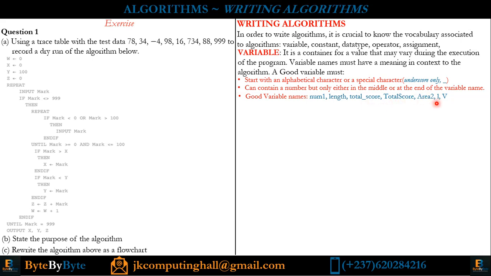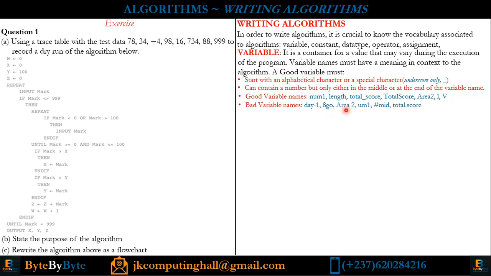Okay, we have area2, we have L. Sorry, this is not 1, this is L and V. Those are good variable names. Bad variable names. Day-1, we realize that this is considered as an operator. We are going to come to it. This is considered as an operator. I hope you guys can see the difference between a minus sign and an underscore. That's the difference. 8go cannot go because the number is at the beginning.